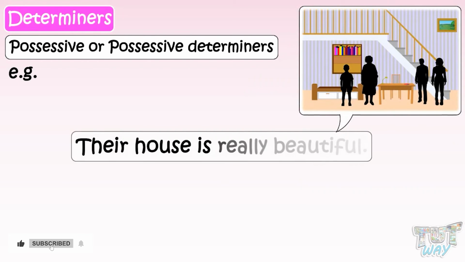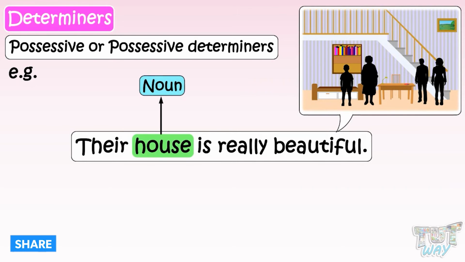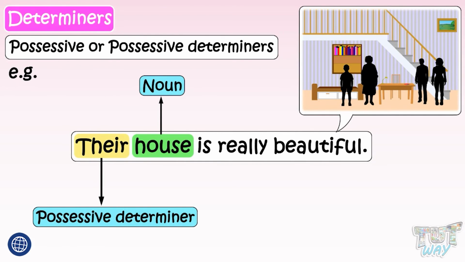Their house is really beautiful. Here the noun is house, and we know the word that comes before the noun is a determiner. So here the determiner is their. It's a possessive determiner. It tells that the house belongs to plural third person noun.